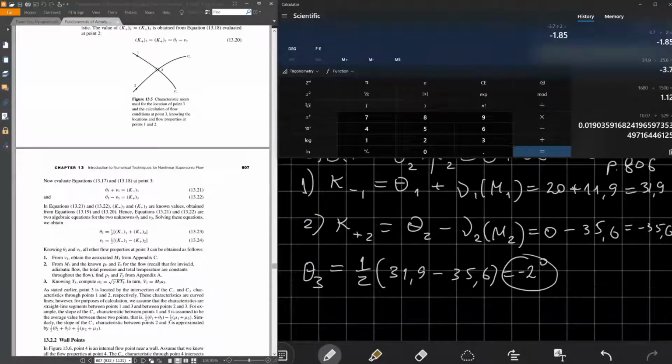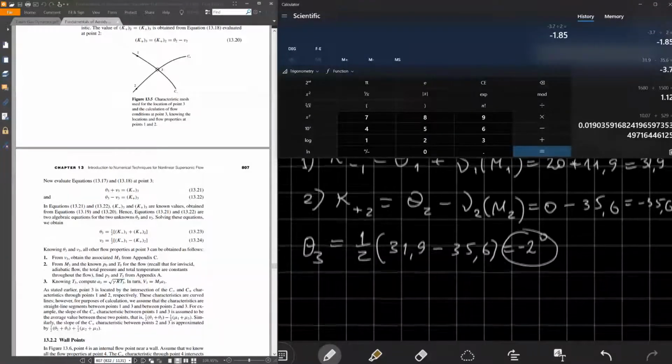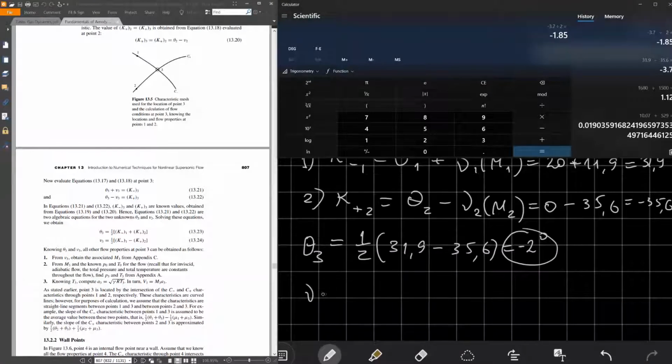And then nu 3 is the difference, half of the difference. And this difference would give us 31.9 plus, since it's negative here, 35.6. Okay.